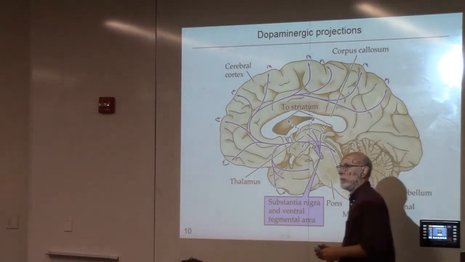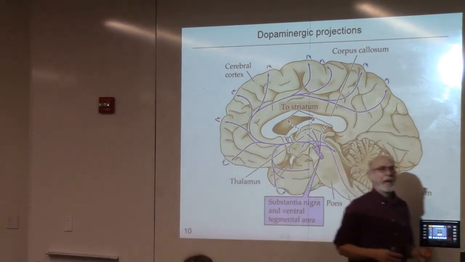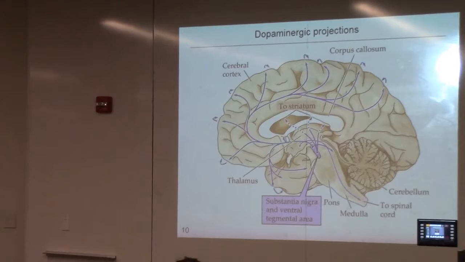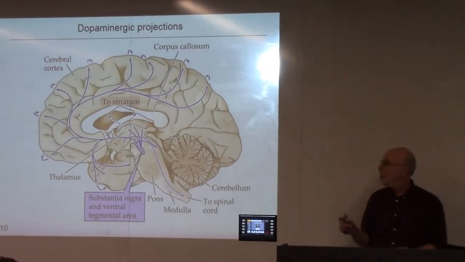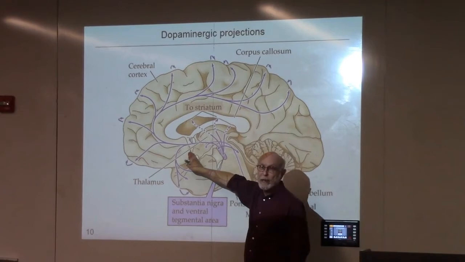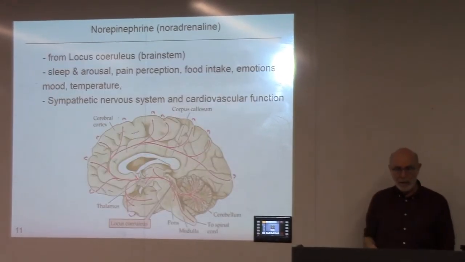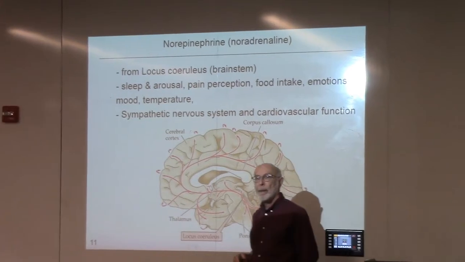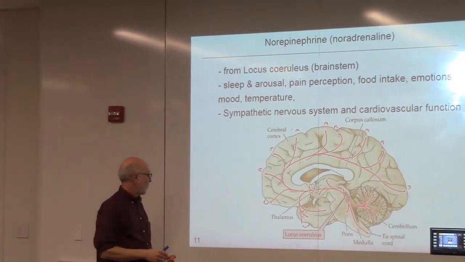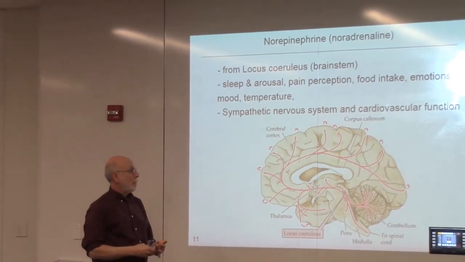Dopamine receptors, I don't know why I put this slide up again. It's the same slide. Dopamine receptors, their cell bodies are in the ventral tegmental area and the nucleus accumbens, and they project to the striatum, motor, we'll get to that, and ventral tegmental area, which we just talked about. So this is just a review. Switching gears to another catecholamine, norepinephrine.